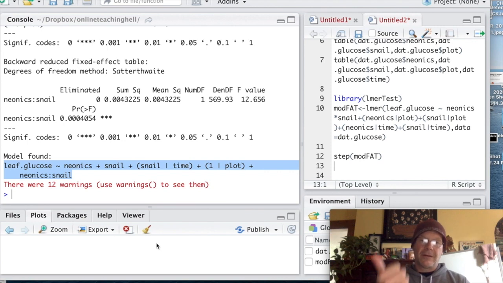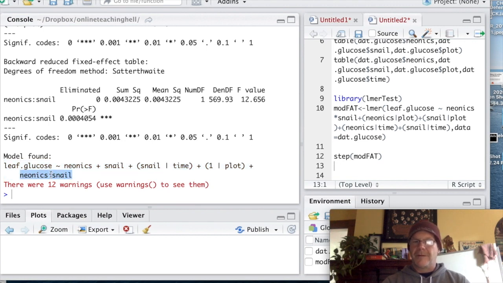So it's a model that includes neonics, it's a model that includes the presence or absence of snails. It has the interaction term, that's what this little colon here is indicating. And then it also has the error structure, where it's allowing each plot to have its own intercept, which we're going to want anyways.